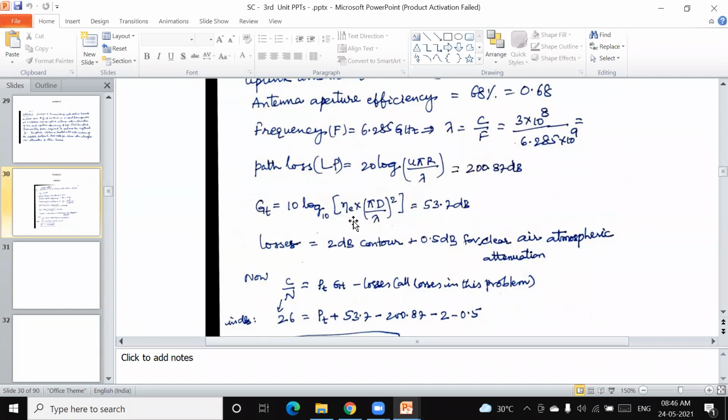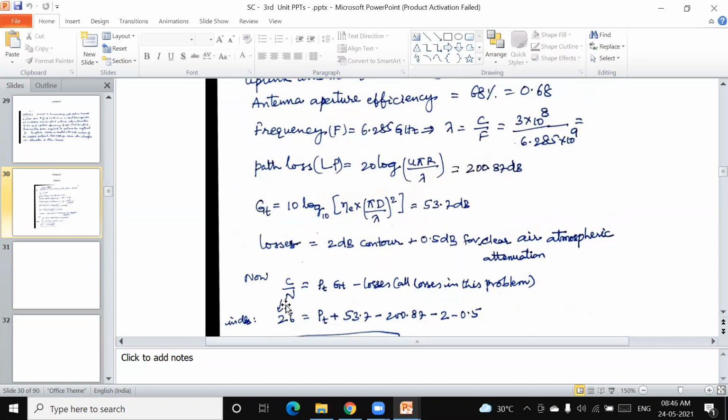eta E into (pi D by lambda) whole squared. You know the 0.68 and the pi value, D is 9, and lambda you get from C by F. From this, you take 10 log 10 of the whole value, and you are going to get 53.7. Please check that value. So you know the GT.